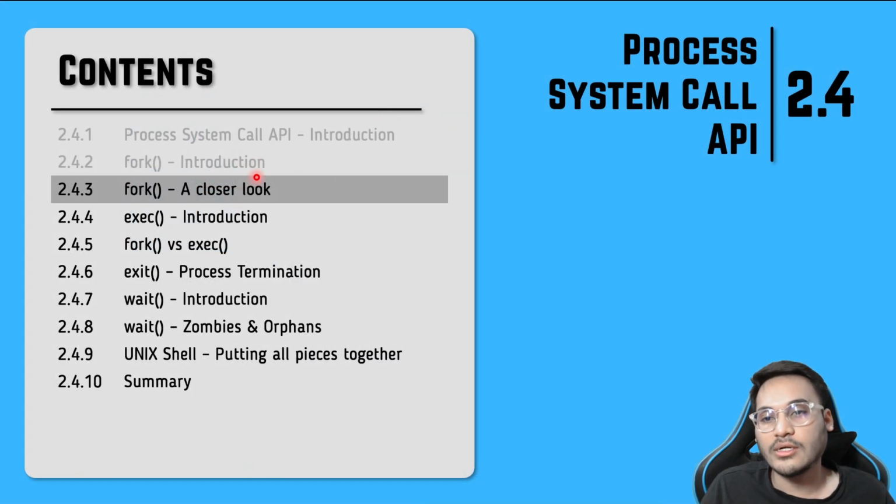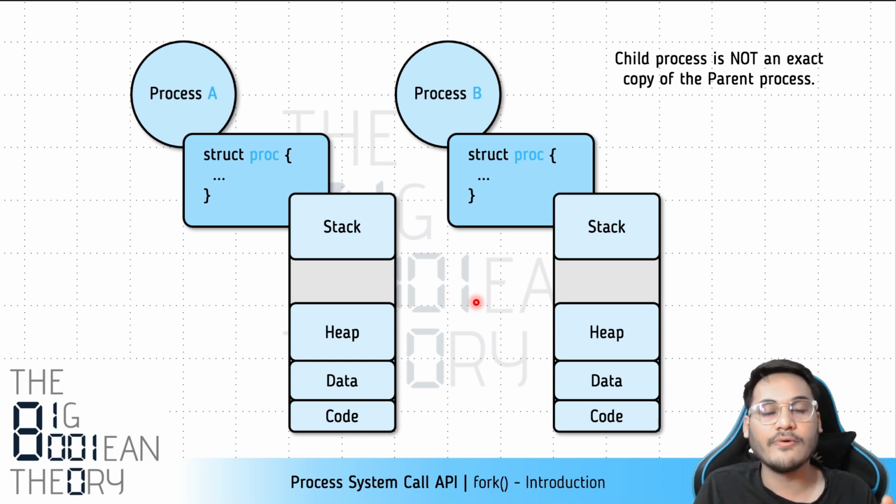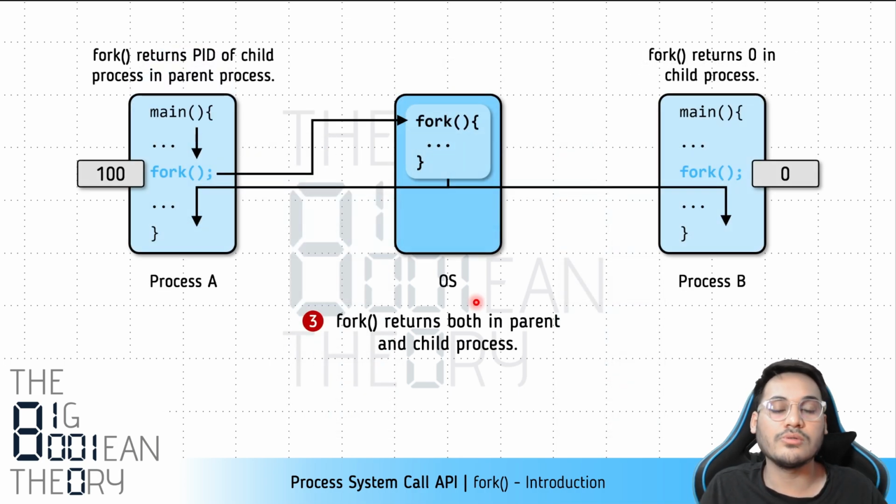And then in the third video we took a closer look at the fork system call. Like in the previous video, the second video when we introduced fork, we said that the fork system call makes a copy of the original process. But we looked in more detail in this third video and said that the child process is not an exact copy of the parent process. There are some minute differences, and we talked about those differences.